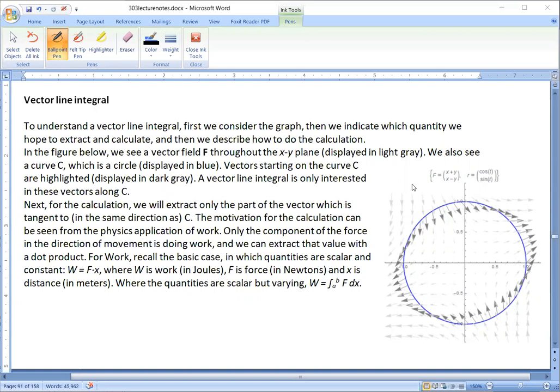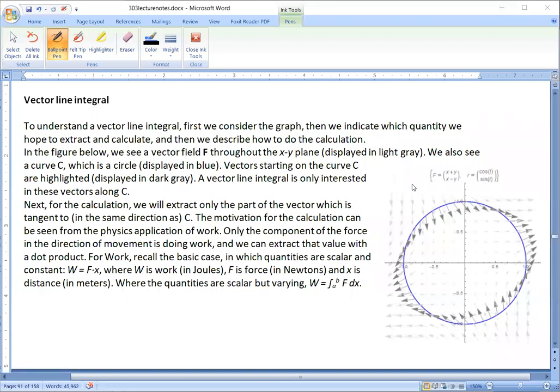So why would we want to only extract the part that's tangent to or in the same direction as c? Let's think of an application. What about the physics application of work? Remember that force is a vector, so you think force is a vector field. Only the component of force in the direction of the movement is actually doing work. So that's why only that component might be something of interest. We can extract that value with a dot product, as we've seen before with work.